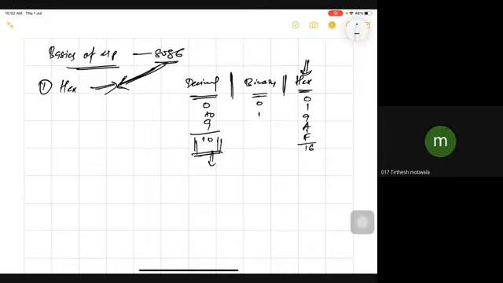Because decimal makes fewer combinations, hexadecimal makes more combinations. Very good. This is one of the reasons. That is correct.